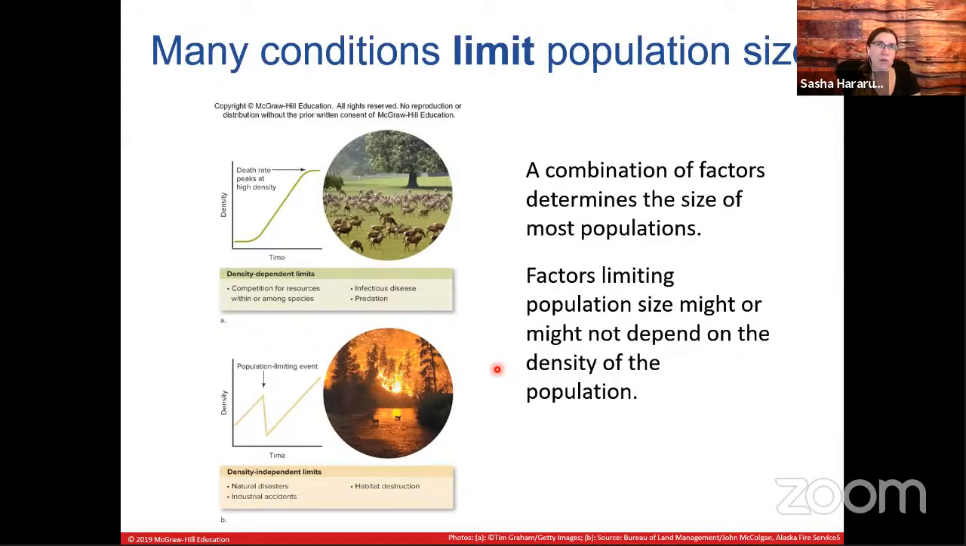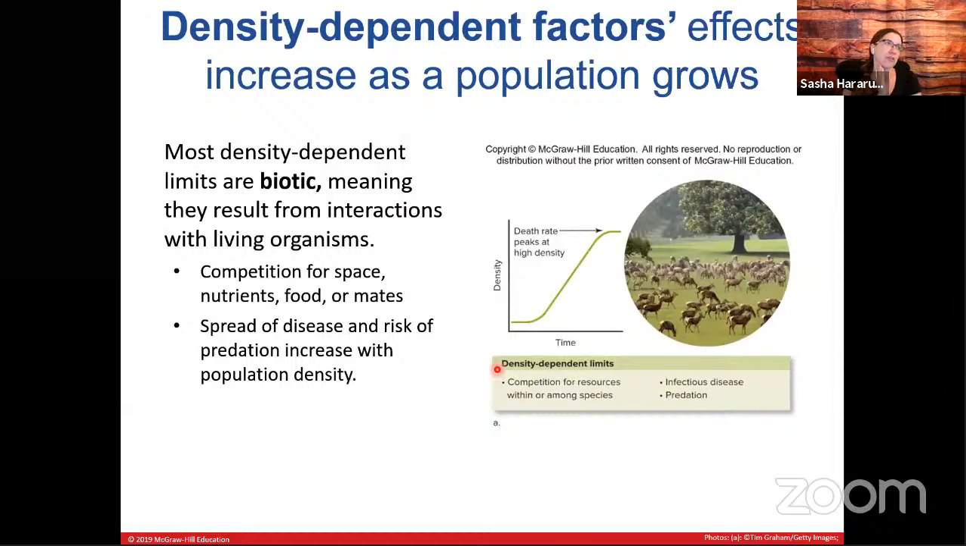When I say density, I mean population density, the density of individuals within a population per unit of space. So density dependent factors are usually biotic, meaning they are biology related. They result from interactions with living organisms. One of the density dependent factors that affects population size is competition for space, nutrients, food, or mates.